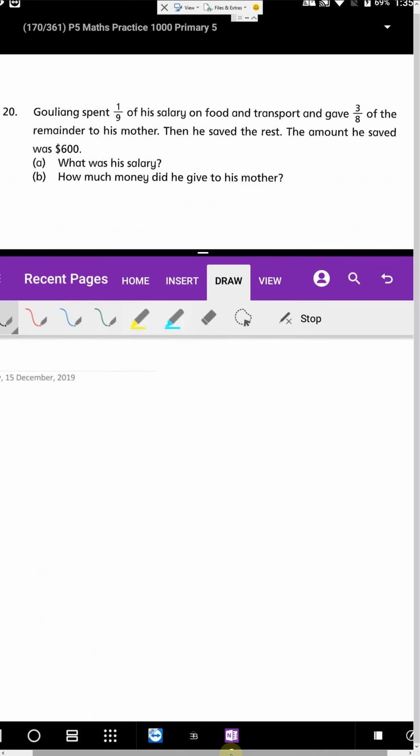Okay, let's take a look at this question. So Guang Liang spent 1/9 of his salary on food and transport, and gave 3/8 of the remainder to his mother. Then he saved the rest. The amount of money that he saved was $600.